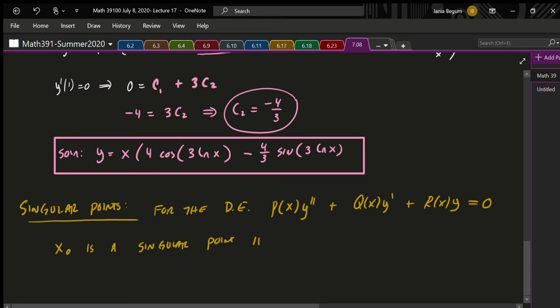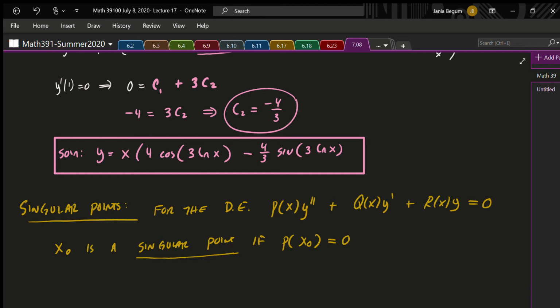if the function p evaluated at x0 is equal to 0. So that's what the definition of a singular point is, okay? Before we talked about ordinary point, which means if you plug in x0 into p of x, it's not equal to 0. That's what an ordinary point is. And singular point is just when p of x evaluated at that given point is equal to 0. So that's the only difference between these two definitions.